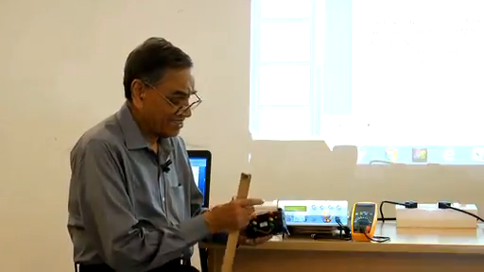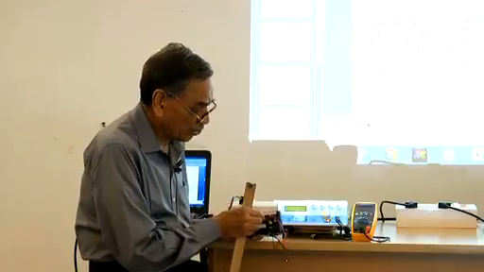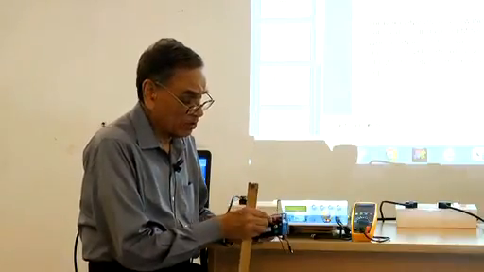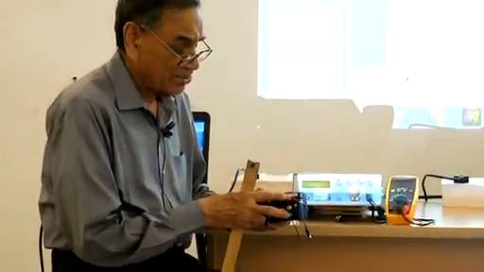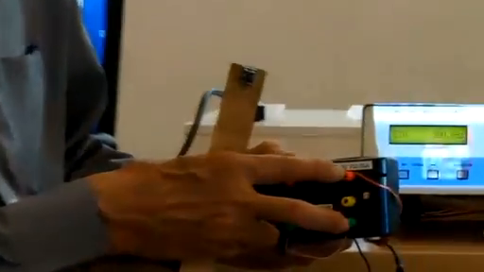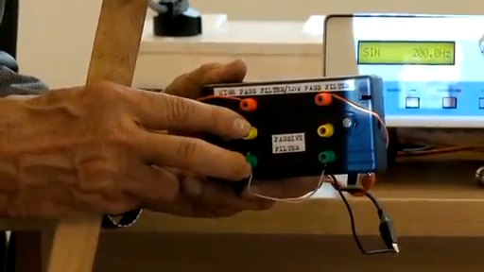For the band-pass filter, you connect the input of the high-pass filter to the output of the low-pass filter. You apply the AC voltage here, and measure the output AC voltage here.